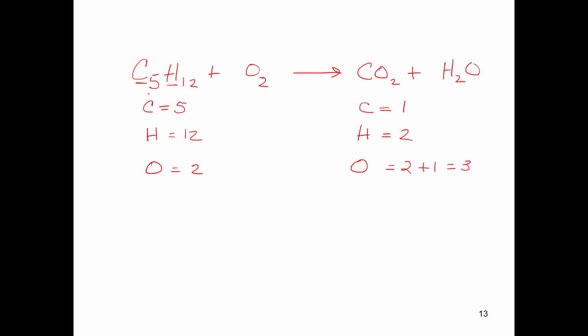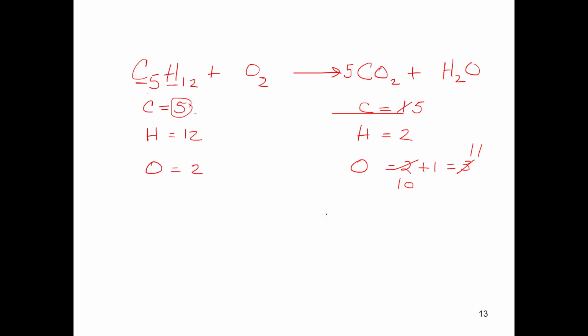So we have 5 carbons on this side and only 1 on this side. So what can we do to give us 5 carbons? We can't put a 5 there, remember, but we have to put it as a coefficient in front. So that would then give me 5 carbons. But what has it done to my oxygens? It's given me 5 times 2, which is 10 oxygens, and I still have the 1, so that gives me a total of 11 oxygens right now.